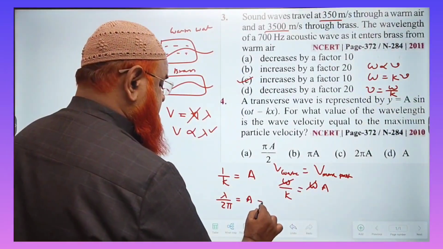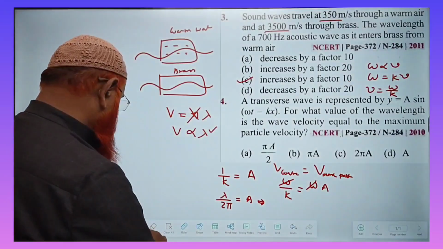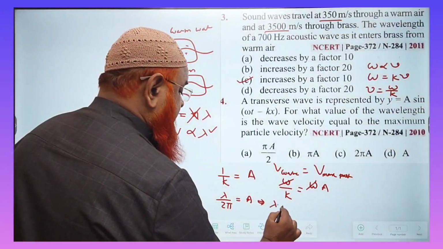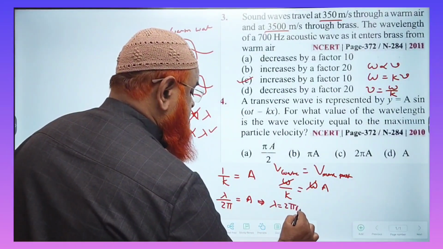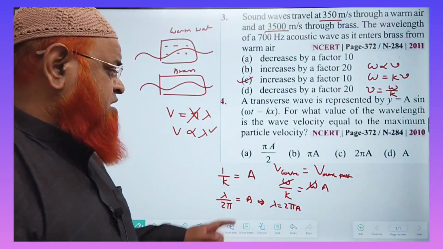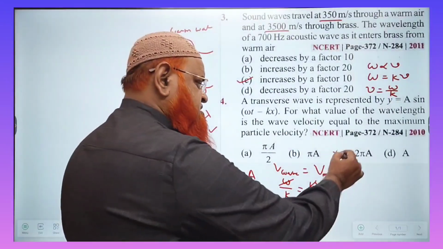So from this it is understood that your answer is going to be how much? Lambda is nothing but 2 pi into a. That's it. Lambda is nothing but 2 pi into a. So your option is C.